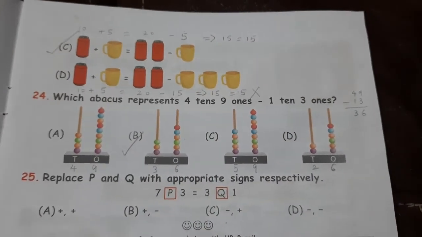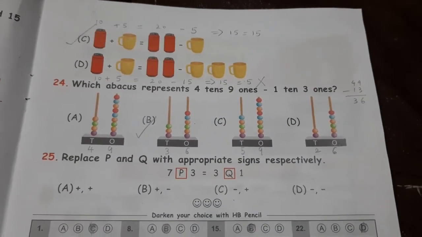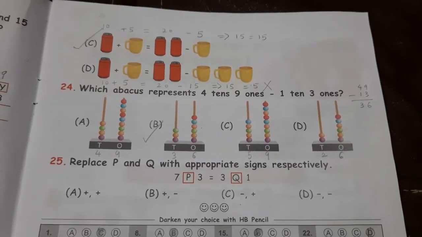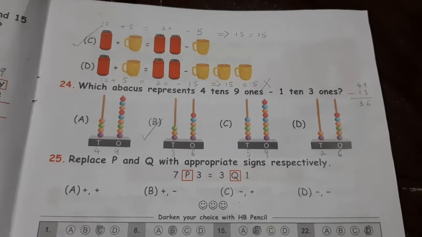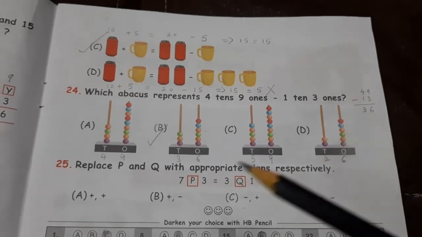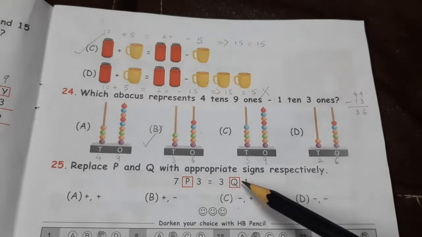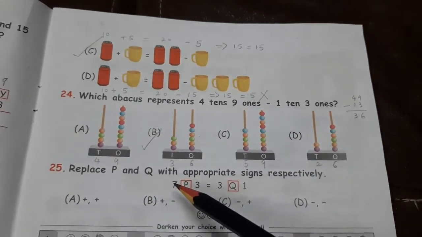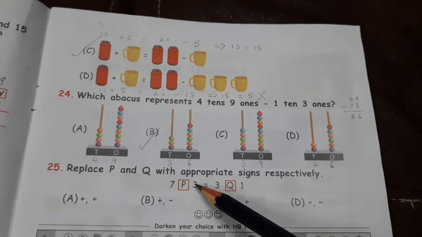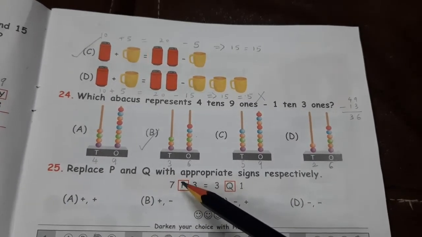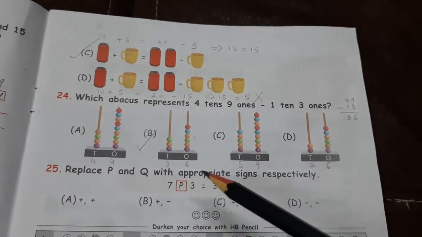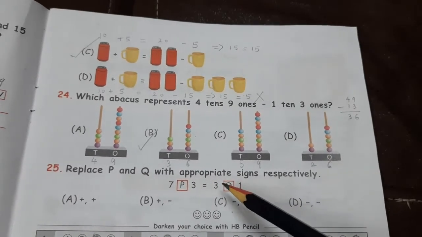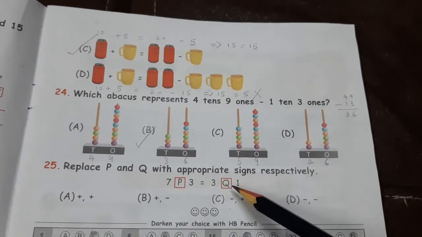Please tick it. Question number 25, which is the last question of this section and of the chapter as well. Replace P and Q with the appropriate signs respectively. Okay, so P का क्या sign है और Q का क्या sign होना चाहिए is what is the question. So you see this is 7 and then there is a 3. There has to be a sign. P will be plus or minus, and then you see over here 3 and then there is 1, right? So you see this as Q.